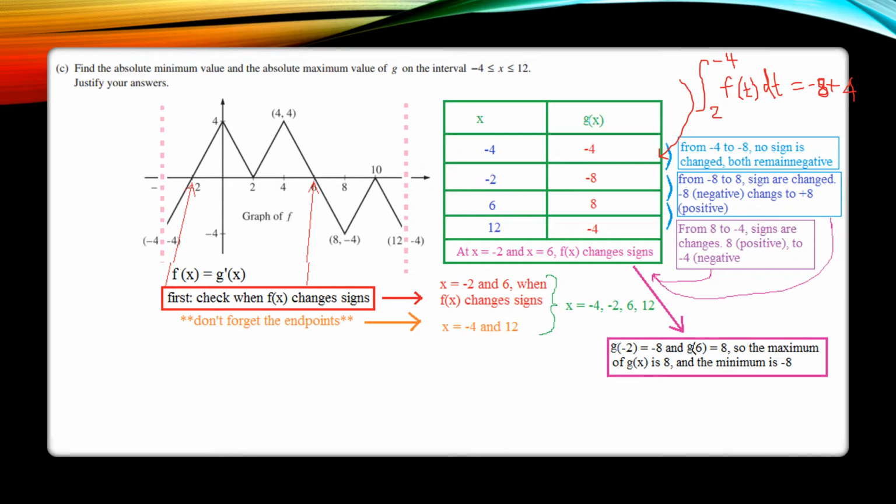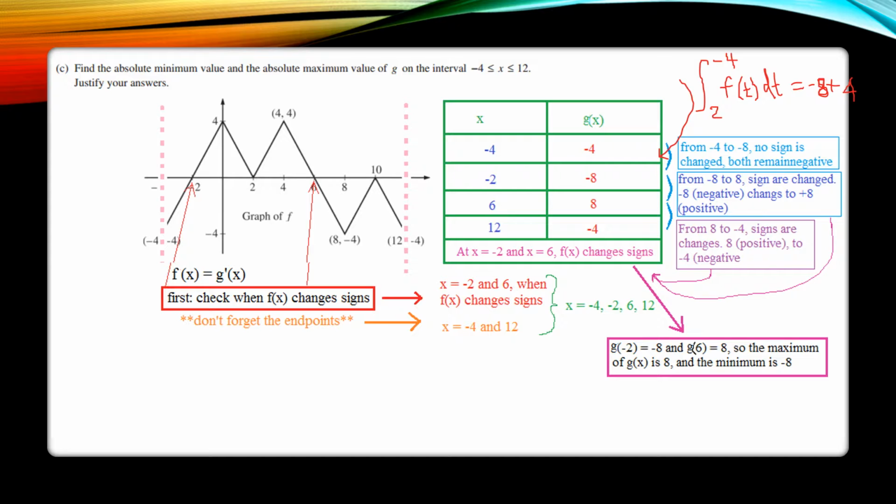To find the absolute minima and maxima on the interval, we need to locate the endpoints and the x values where f prime of x changes signs. In other words, we'll be testing our relative extrema, and the endpoints. We'll plug all of these 4 values into g of x to see which holds the highest and the lowest values. The highest value would be the absolute maximum, and the lowest value would be the absolute minimum.